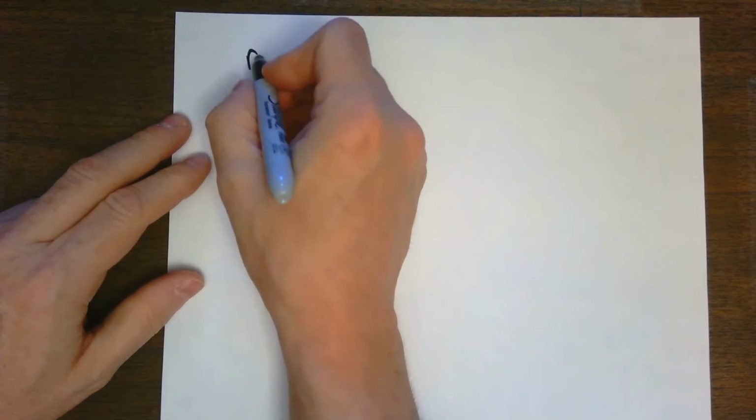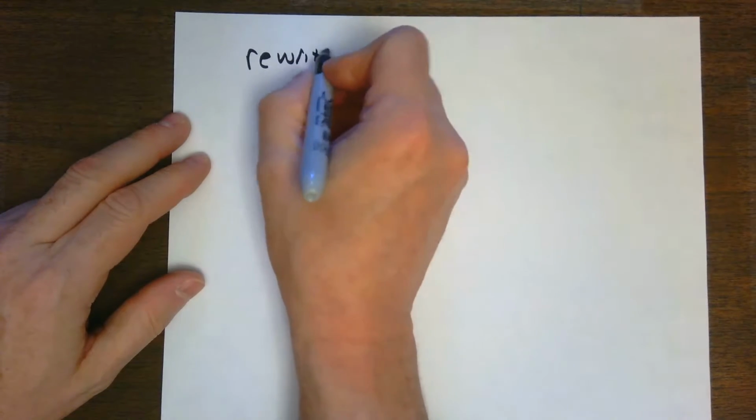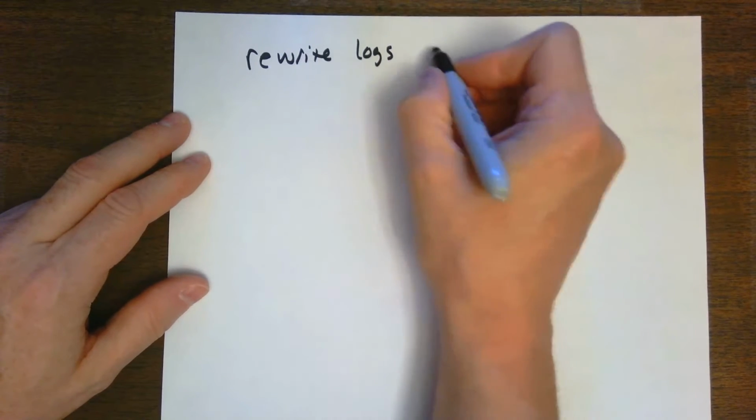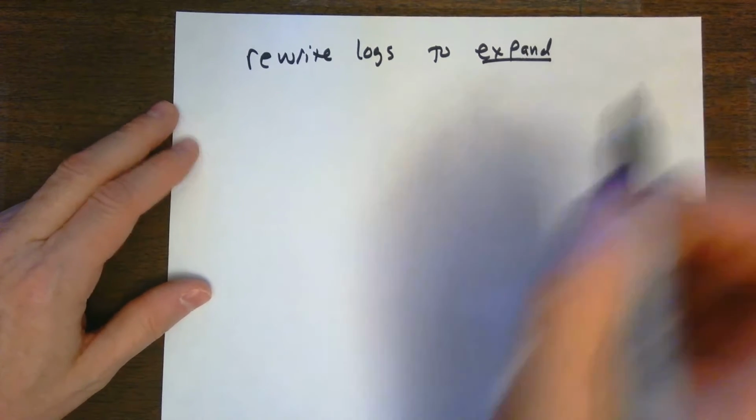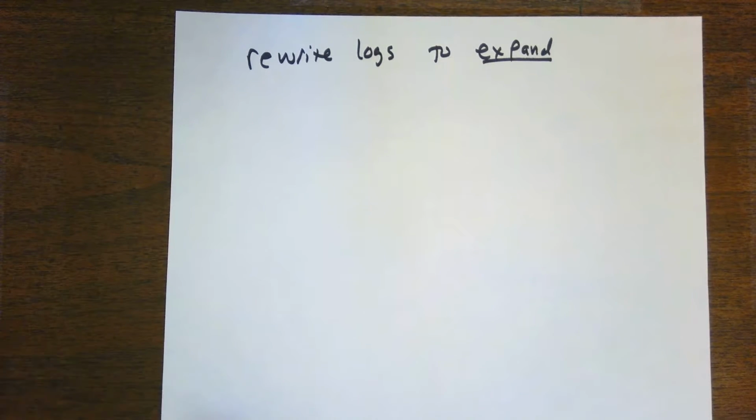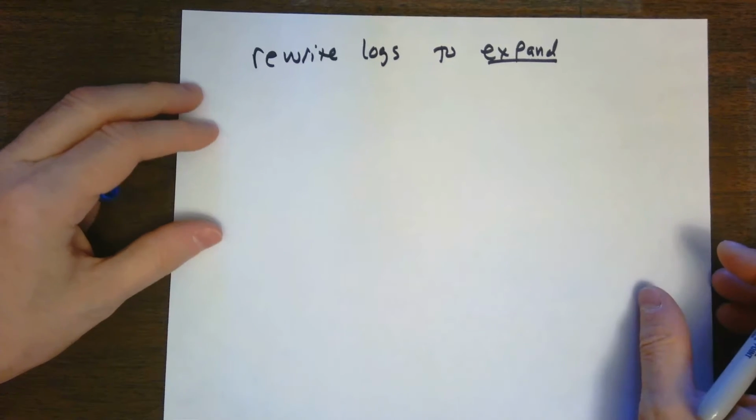All right, so let's take a look at rewriting logarithms to expand. Expand means we start with one logarithm and then we want to use the properties to write it out as a sum and difference of a whole bunch of others.